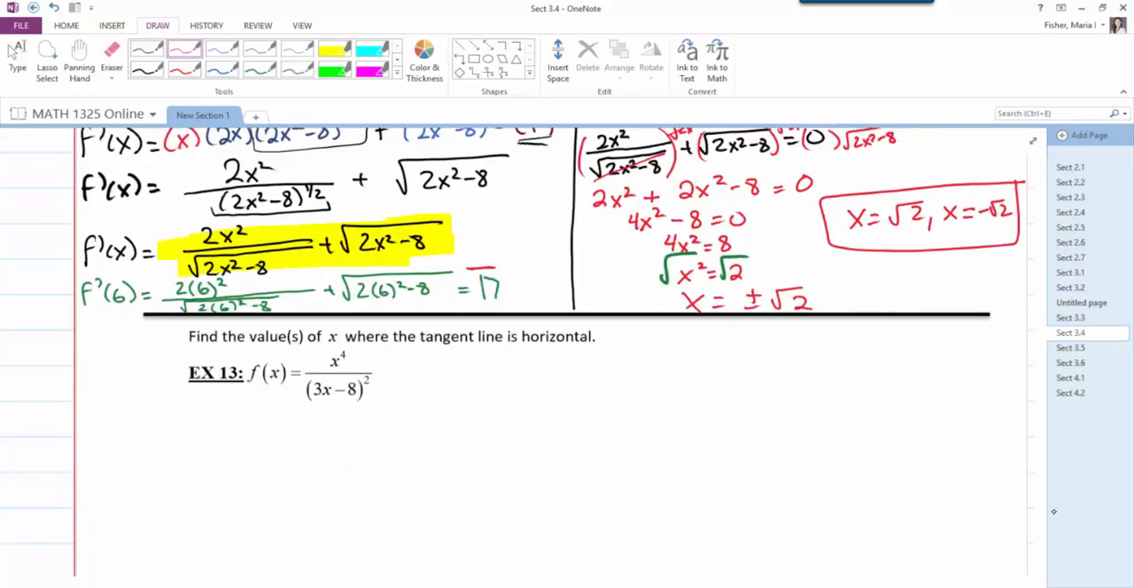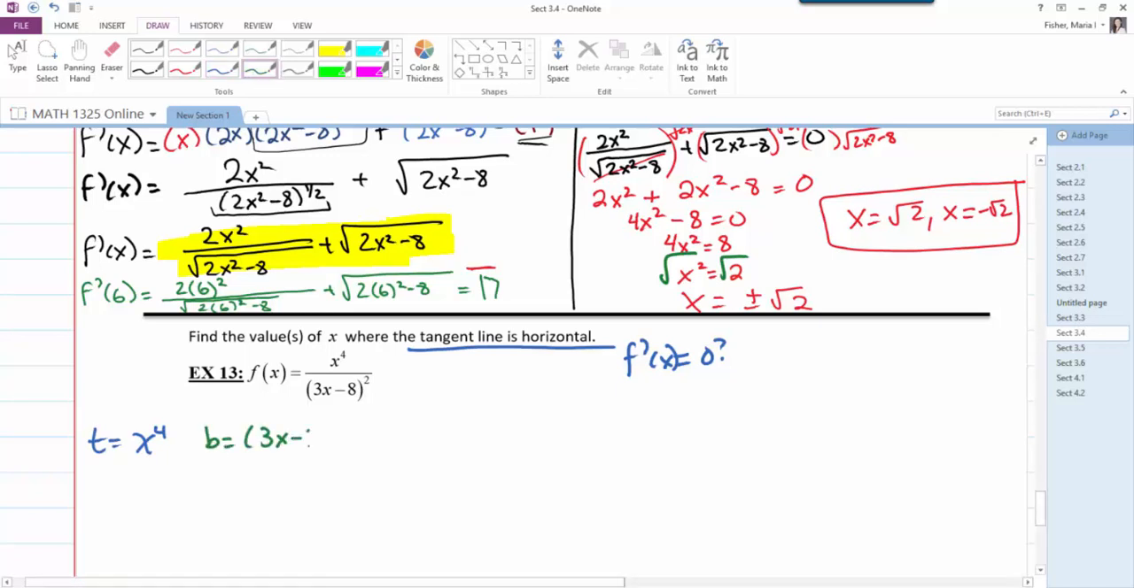Example 13 is also asking to find the values where the tangent line is horizontal. So in order to do that, again, we need to figure out where f prime of x is equal to 0. So first we need to find the derivative. Well, if I look at this, this is a quotient. So let's go ahead and label the top x to the fourth, the bottom 3x minus 8 squared. So now the derivative of the top, t prime, would be 4x cubed.